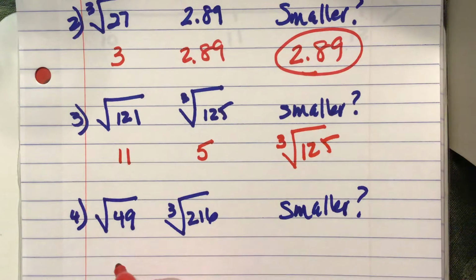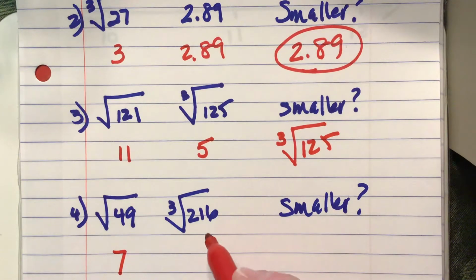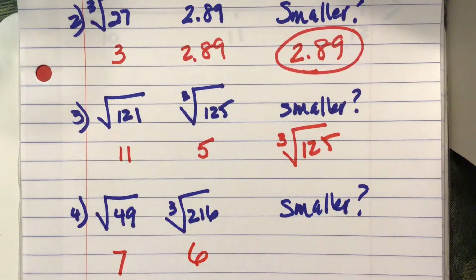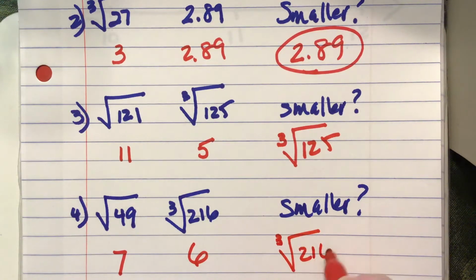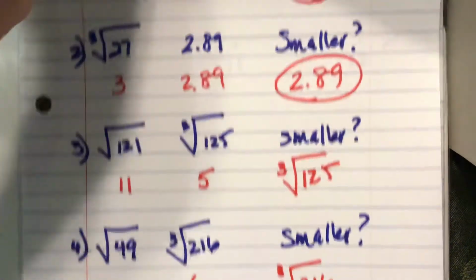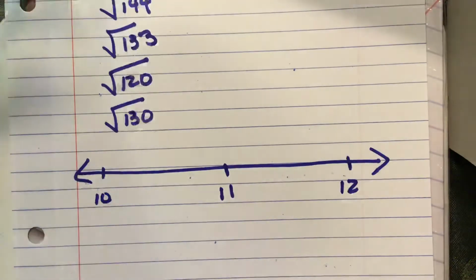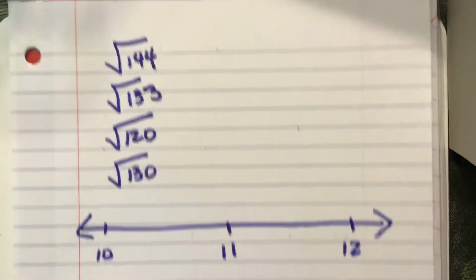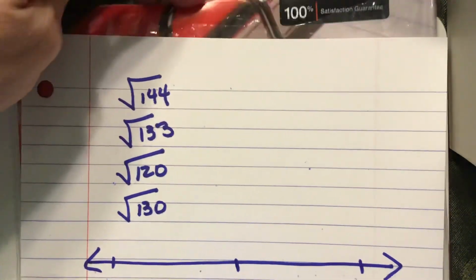Now I'm going to take a look at one more set to compare. I have the square root of 49, which is 7, and I have the cube root of 216. 216 is 6 times 6 times 6, so the cube root of 216 would be 6. And so the question is, which one is smaller? That would be the cube root of 216. Okay, so we're just going to compare them, get them into fraction or decimal form that makes it a little easier, and then just compare.